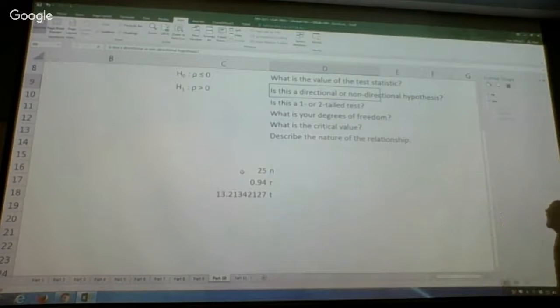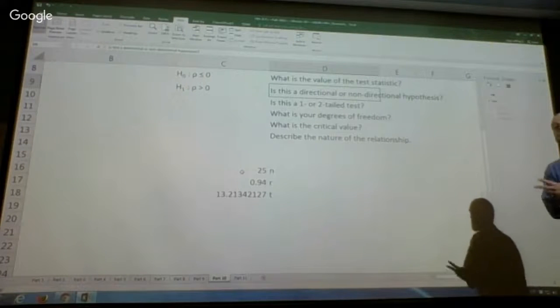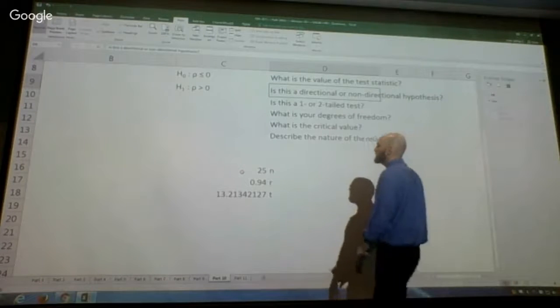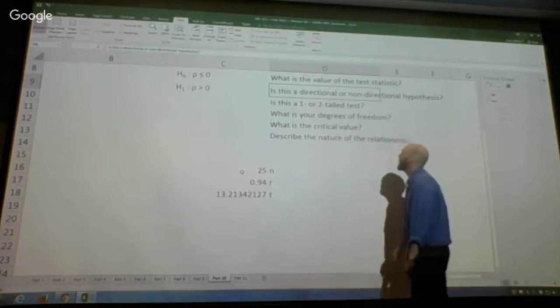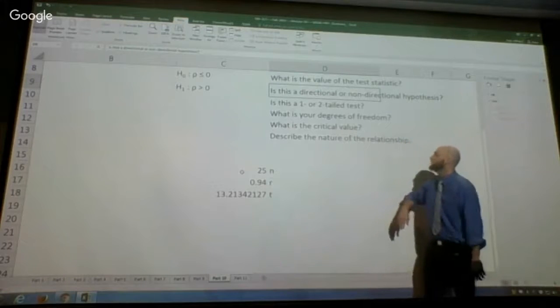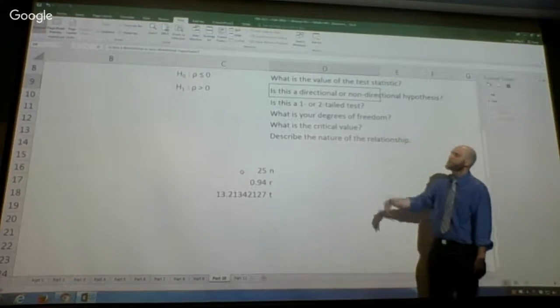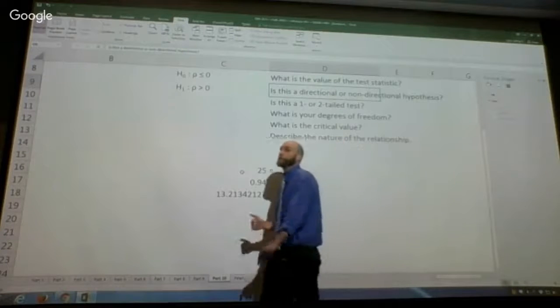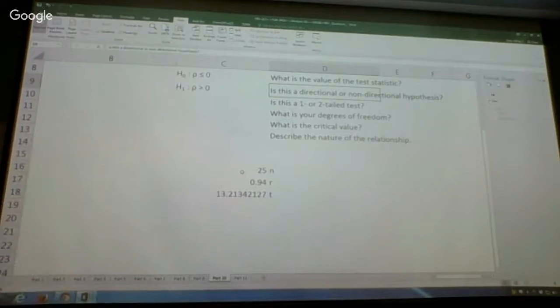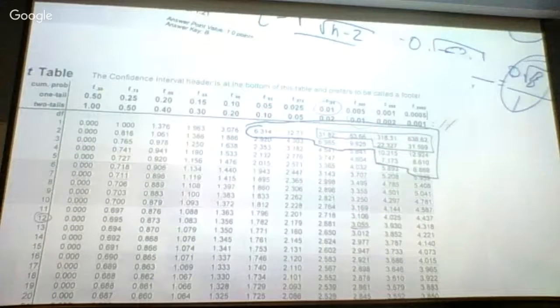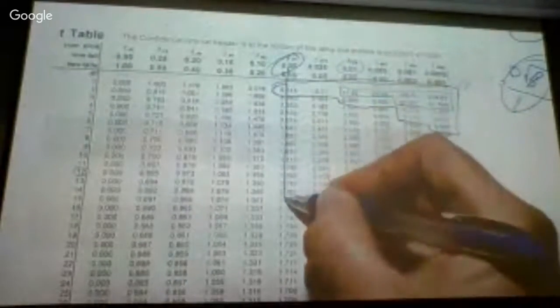Right on. How many degrees of freedom? Our sample size is 25. 23. There are n minus 2 degrees of freedom. The critical value we're going to look up in the table in a second. But if your correlation is 0.94, almost perfect, I bet we're going to say we reject the null. Oh, did we say what the alpha level was? I can't remember. Was it 0.05? Yeah. Thank you. So 0.05 alpha level with 23 degrees of freedom.